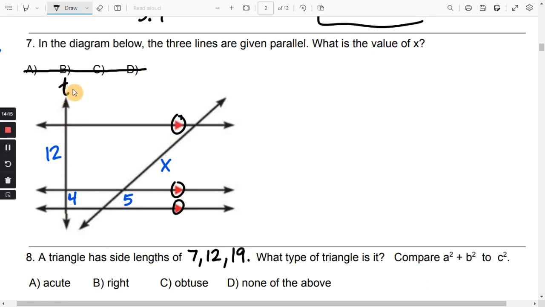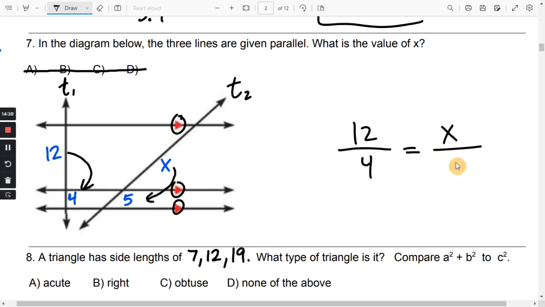That's a transversal, so we can call it T1. And that's cutting through parallel lines. We can call it T2. Anyhow, there's not much to it. You just do the fractions just like with the similar triangles. So 12 divided by 4 is going to equal x divided by 5.